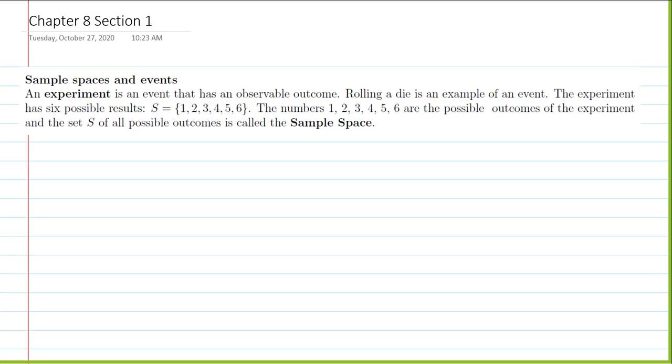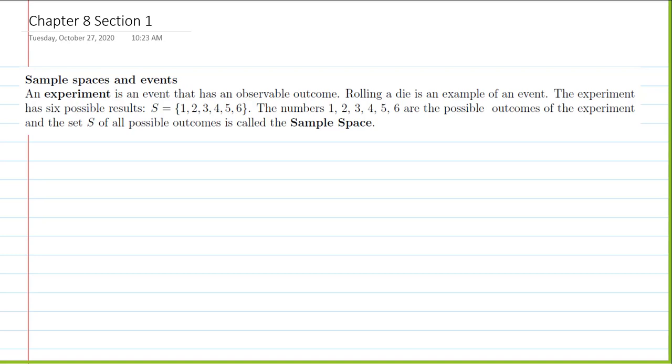All right, so we want to talk about sample spaces and events. So the idea is as follows. An experiment is an event that has an observable outcome. So rolling a die is an example of an event. The experiment has 6 possible results, which is the die can show a 1, a 2, a 3, a 4, a 5, or a 6.